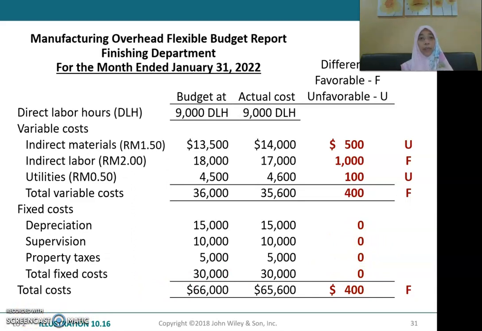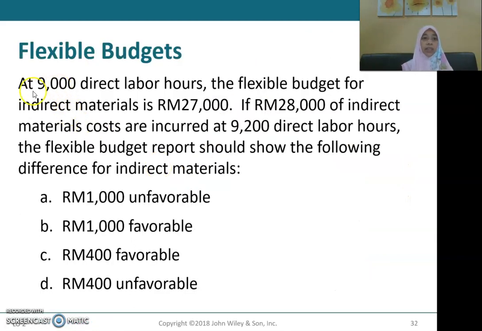So hopefully you have a better understanding of how to prepare a flexible budget report. And this question is just to test your understanding. At 9,000 direct labor hours, the flexible budget for indirect material is 27,000. So you are being given the information: 9,000 direct labor hours, flexible budget for indirect material is 27,000. From there, you can work out the per direct labor hour: 27,000 divided by 9,000, you will get 3 ringgit per direct labor hour.